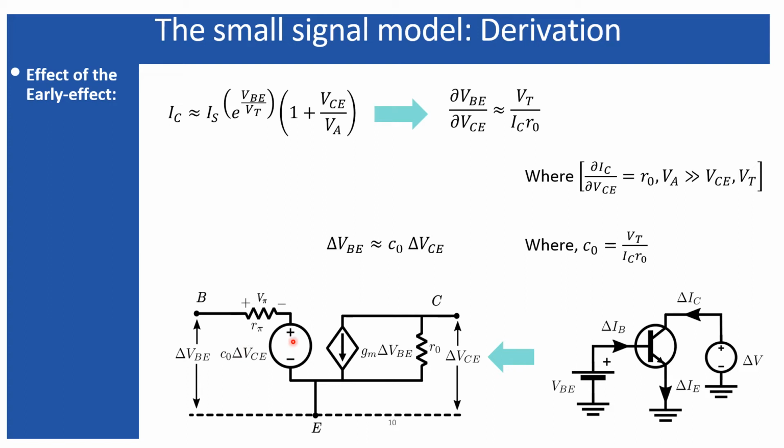So the reason behind the placement of the polarity is this one, and the reason behind the inclusion of the voltage source is this one, because this delta V gets modulated by this factor, and this factor is nothing but a voltage itself, because the C naught is a unitless factor.